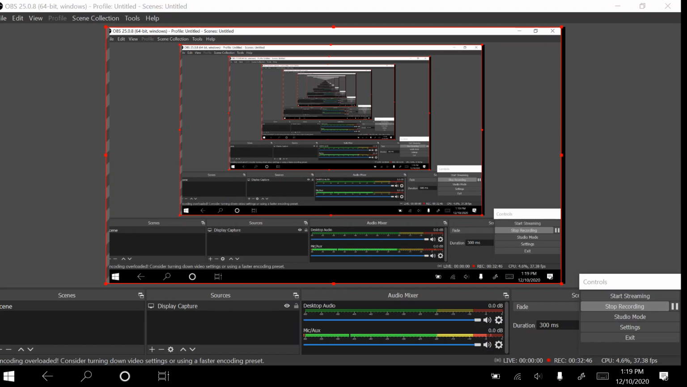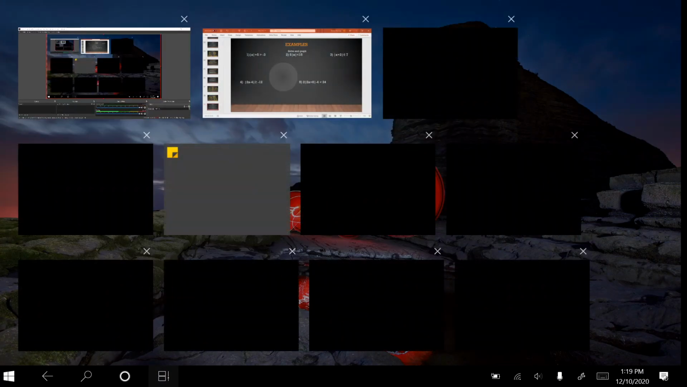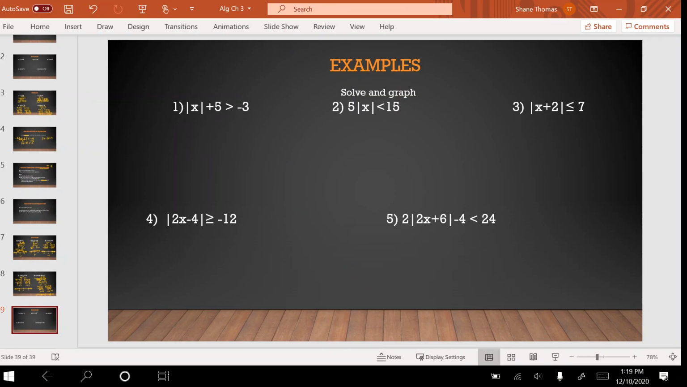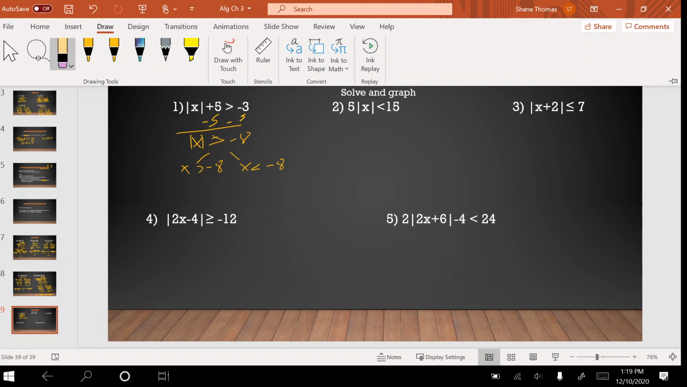All right, here we go. Ready? So, first one, we got to move this 5 over first. So we subtract the 5 from both sides. The absolute value of x is less than 8. Okay? I can split it. When I split it, I get x is greater than -8. X is less than +8. Okay? That's the first one.